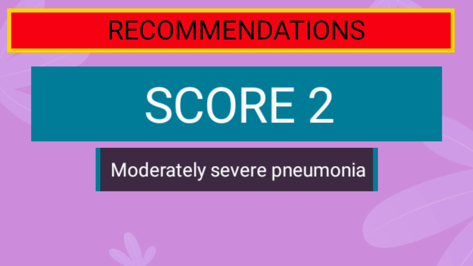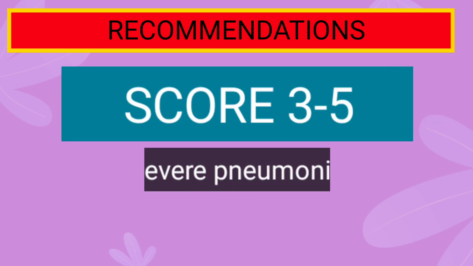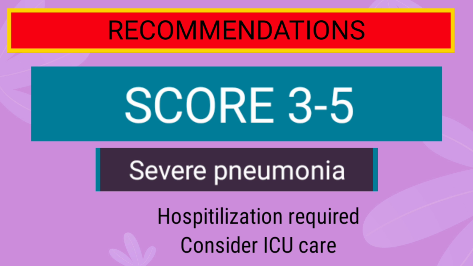The second group are patients with moderate to severe pneumonia. They have a score of 2. It means that they need short inpatient hospitalization or closely supervised outpatient treatment. A score of 3 to 5 means severe pneumonia, hospitalization is required, and in some cases ICU care may be considered.